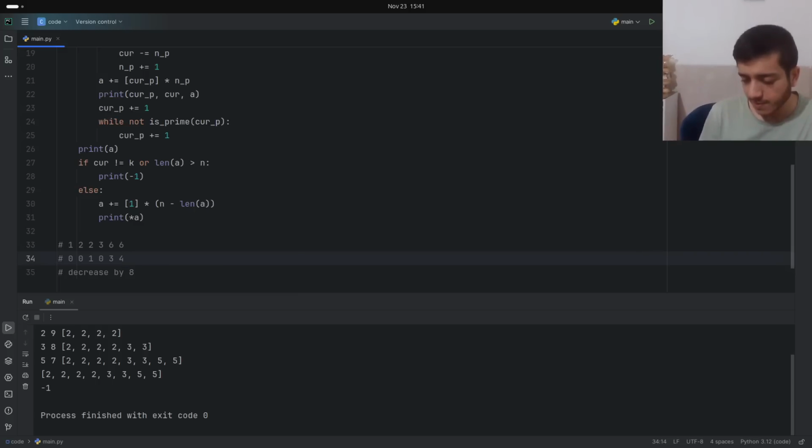So what I understand is we should have some package for decreasing by some values.